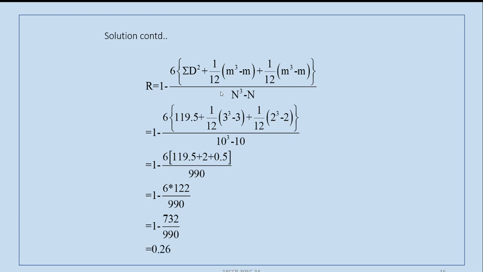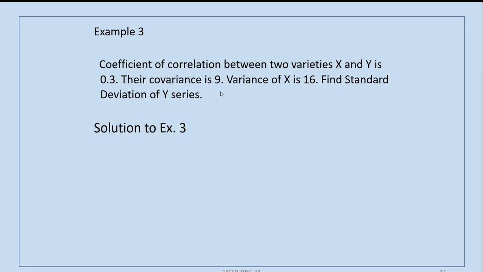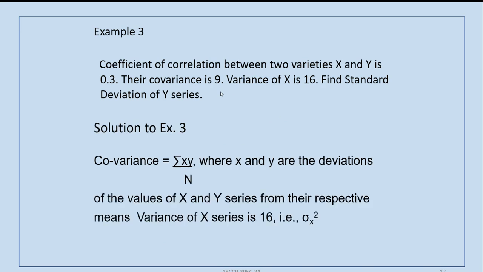Positive correlation 0.26. Low degree of correlation. We have positive low degree of correlation, that is 0.26. So this is how you have to work out when ranks are equal. We have a third example here.